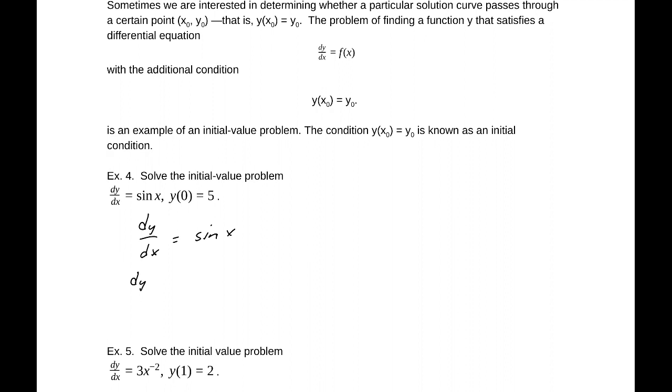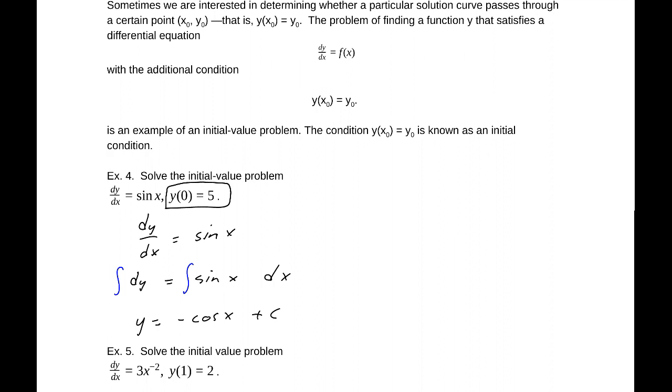dy equals sine x dx. What we really need to do is find the antiderivative of both sides of this equation. Well, this is y equals, and we just found the antiderivative of sine x was negative cosine x plus c. We found what y is. Now, the general antiderivative of y is negative cosine x plus c.